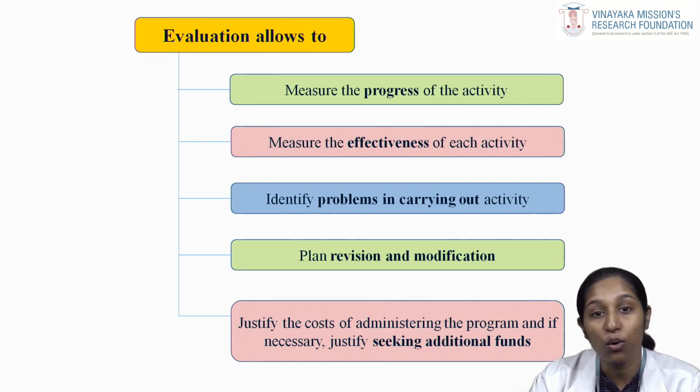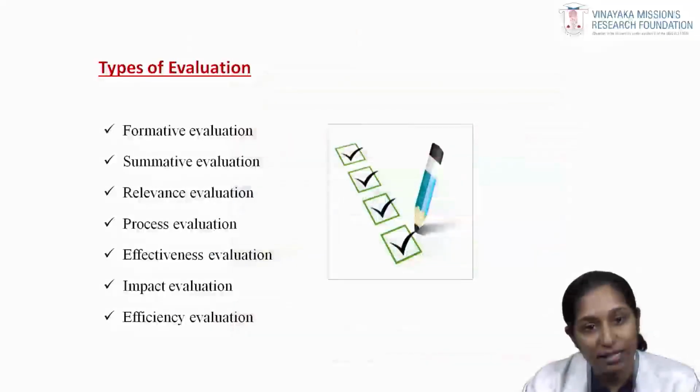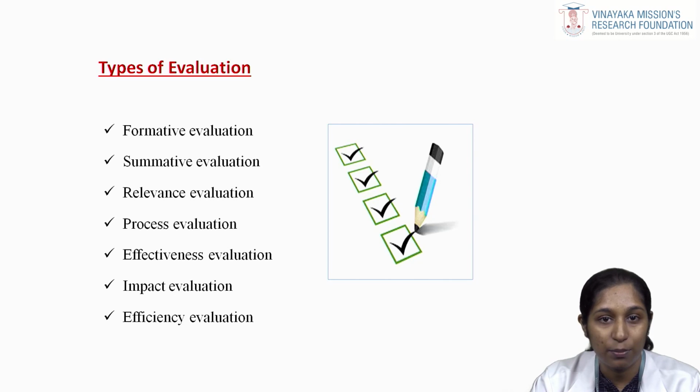Now let us see what are the uses of evaluation. Why is continuous monitoring and evaluation required? It helps us to measure the progress of the activity. It measures the effectiveness of each activity. It helps to identify problems in carrying out the activity. It helps to plan revision and modification of the program. It justifies the cost of administering the program, and if necessary, it can even help us to justify the seeking of additional funds.